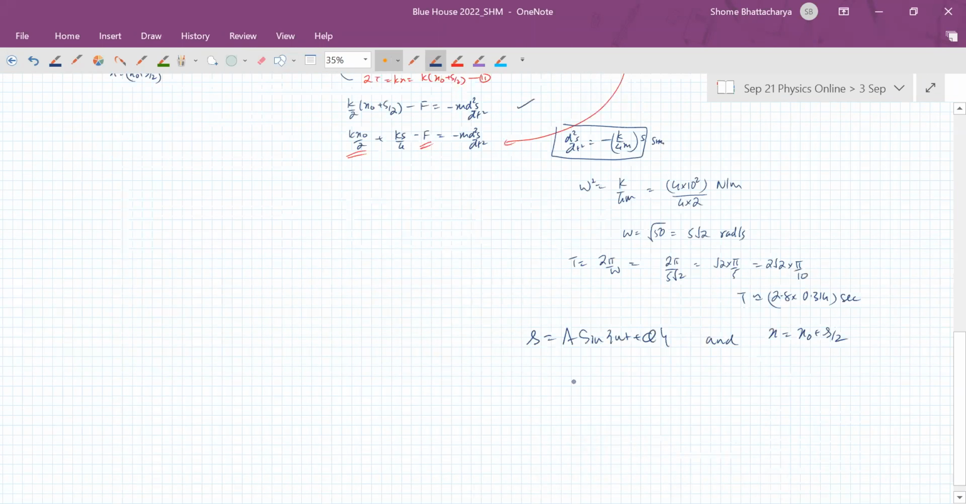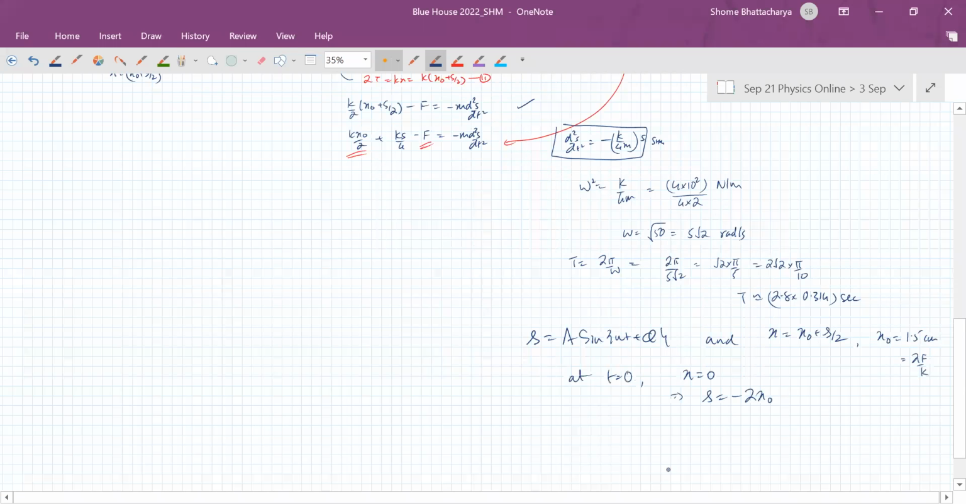Now we'll see that at t equal to 0, what was the value of x? x was 0. So that means s was equal to minus 2x naught, where x naught we had just calculated was 1.5 centimeters or 2f by k. So s's value at t equal to 0 is minus 3 centimeters, that is minus 4f by k. And again at t equal to 0, the block starts from rest.